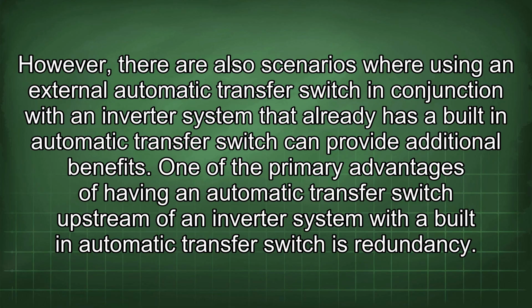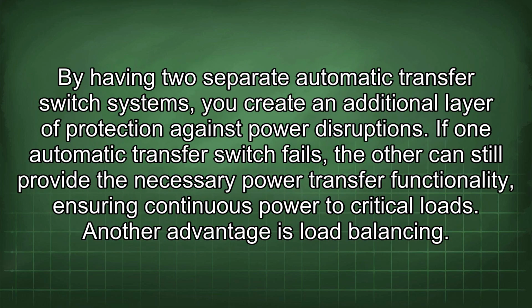One of the primary advantages of having an automatic transfer switch upstream of an inverter system with a built-in automatic transfer switch is redundancy. By having two separate automatic transfer switch systems, you create an additional layer of protection against power disruptions. If one automatic transfer switch fails, the other can still provide the necessary power transfer functionality, ensuring continuous power to critical loads. Another advantage is load balancing.